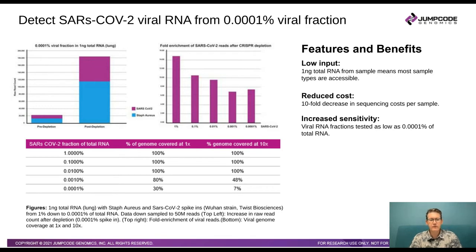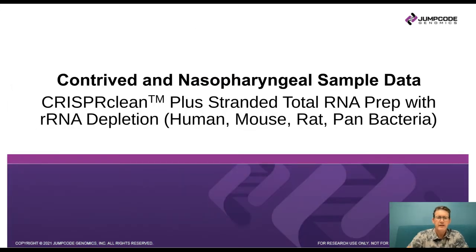And so based on these results, which are extremely promising, we wanted to move forward to really build out a full solution for a universal infectious disease assay. So next I'm going to move through multiple slides of data that we generated for contrived and nasopharyngeal samples. These are 3 nasopharyngeal samples from COVID positive patients using our CRISPR-Clean Plus stranded total RNA prep, with depleting human ribosomal RNA and pan-bacteria.